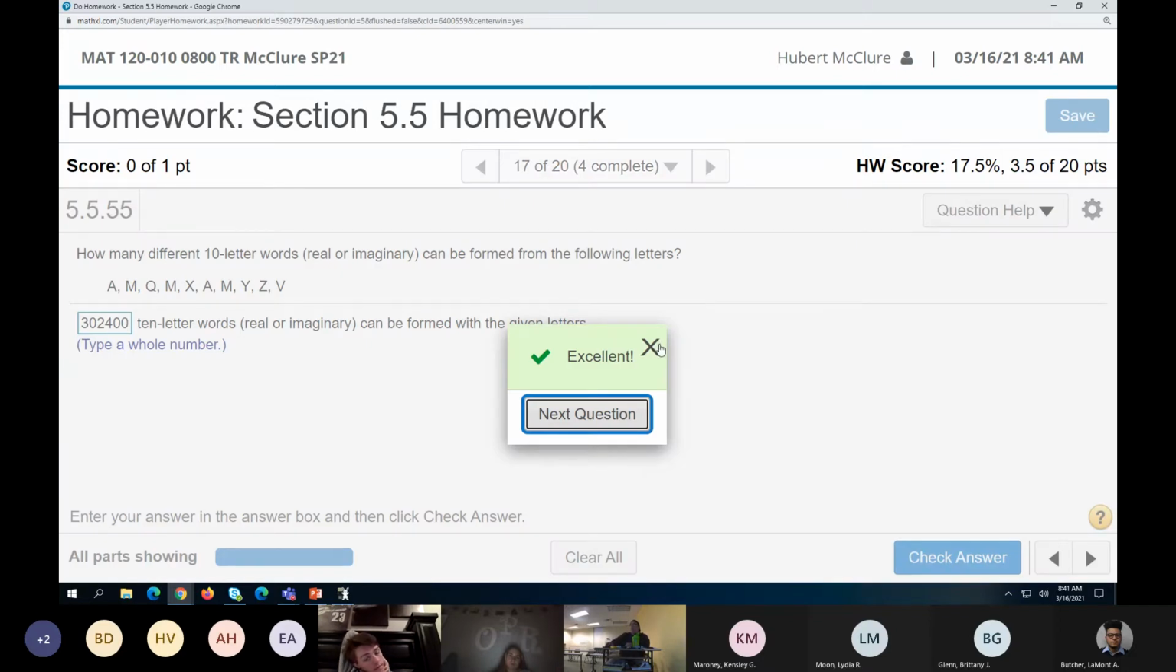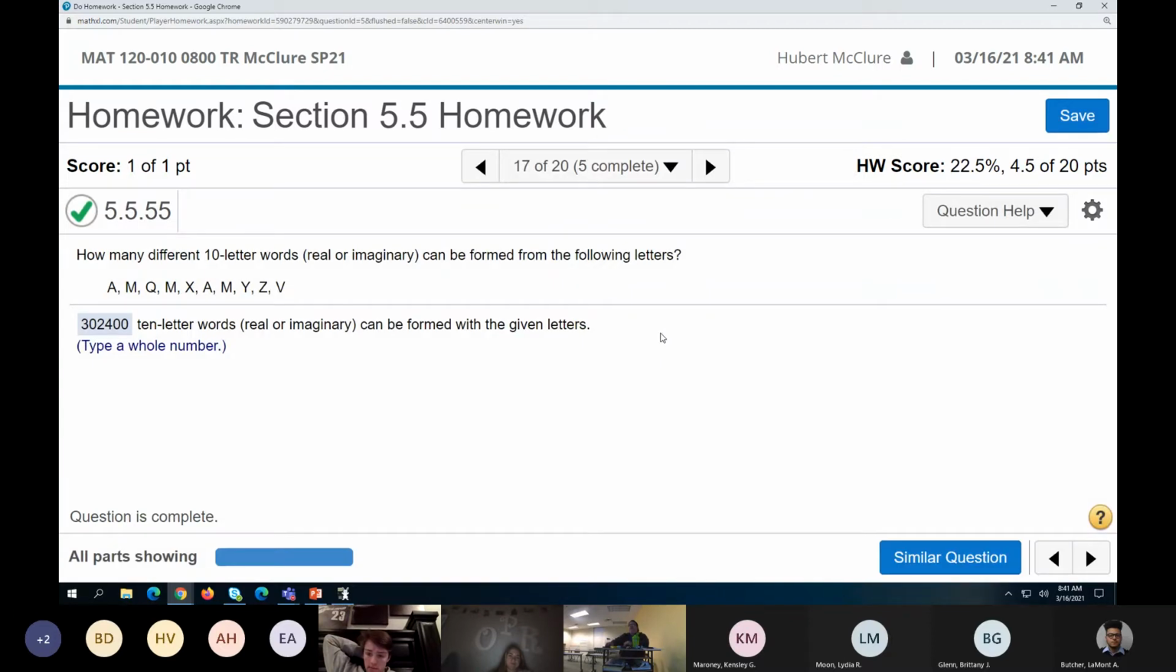Now, what if I gave you the word smile? S-M-I-L-E. And ask you, that's 5 letters, isn't it? And said, what is the different combinations you could make up with the word smile? And you'd say 5 factorial, which is 120.